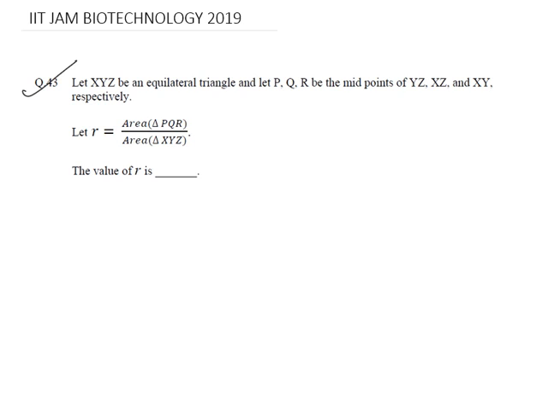So this is question number 43 from section C. Therefore, it is a numerical answer type or NAT based question. That means we need to find a numerical answer for this particular question. So let's see.